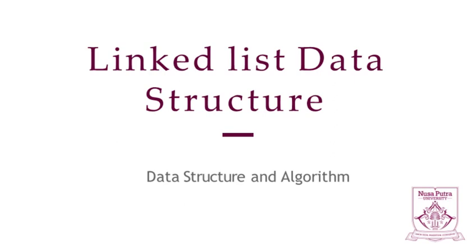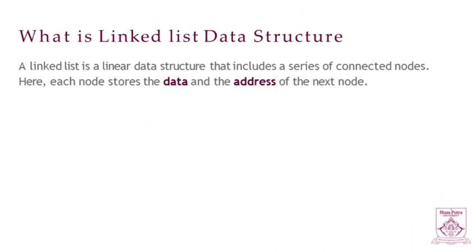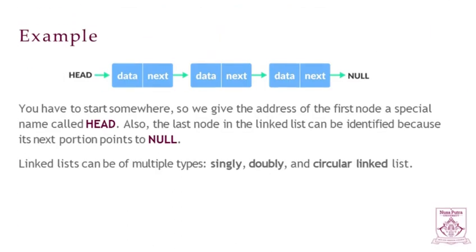Now we go to the last one of the three, which is the linked list data structure. What is a linked list data structure? A linked list is a linear data structure, just like stacks and queues, that stores data, but in a series of connected nodes. That is what differentiates linked lists from queues and stacks. It stores data in a series of connected nodes.